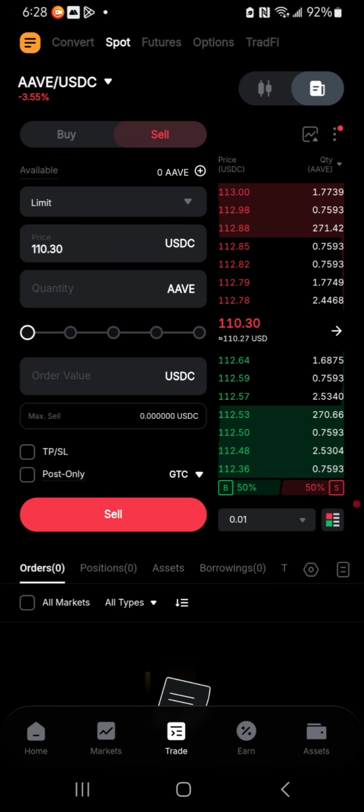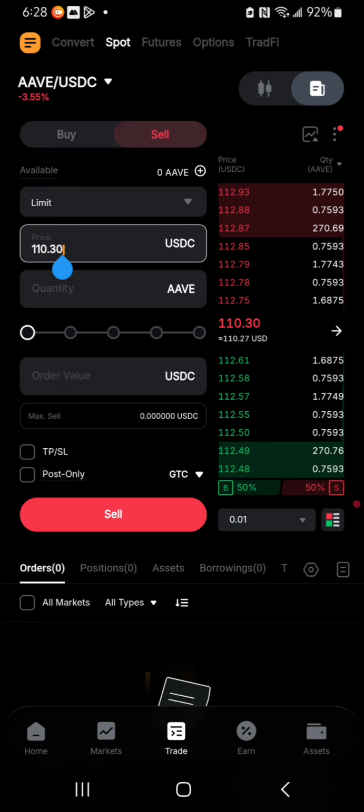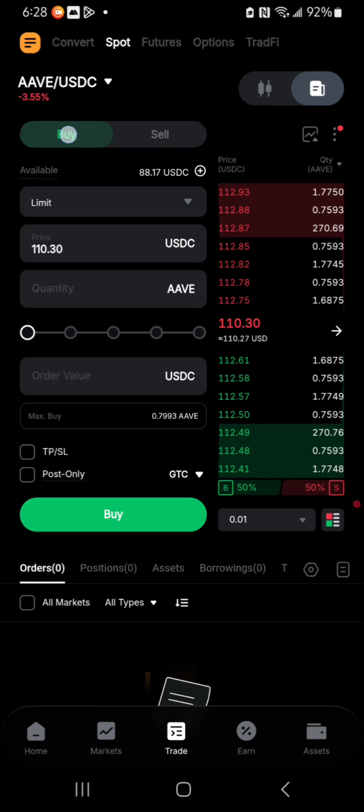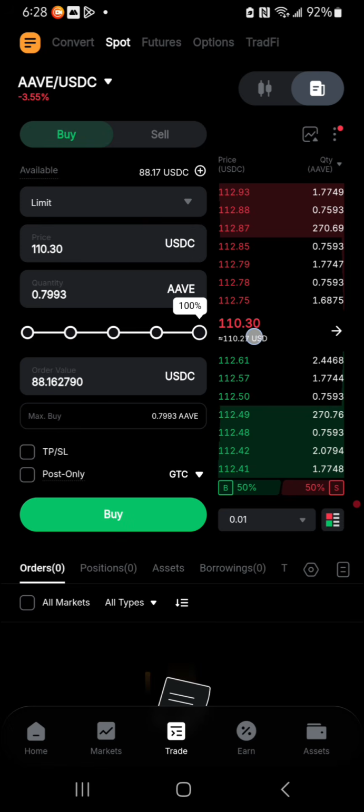So you can choose to set it at that 110.30. Let's put it at that 110.30, or rather let us head on to the buying section and put it at that 110.30. So this will require you to wait a bit longer, so that when the market probably heads towards that direction, it will get triggered. So adjust this to 100, and then you click on buy.